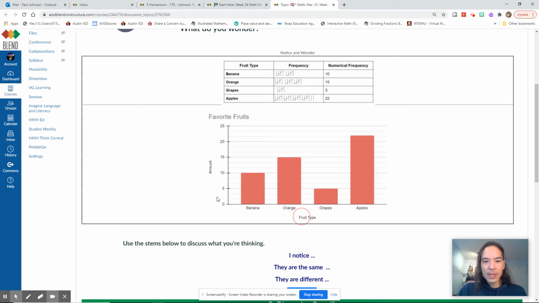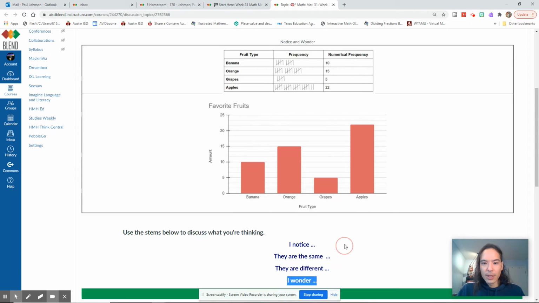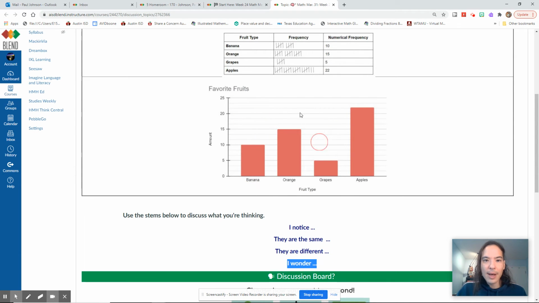And then these labels are a little bit better. For amount, you could be more specific by saying something like people's choices. Fruit type, obviously, you can't really get more specific than bananas, orange, grapes, apples. I wonder why they pluralized grapes and apples and not orange and banana. Just little things like that. So my wonderings are mostly about the labels. Why weren't the labels more specific?